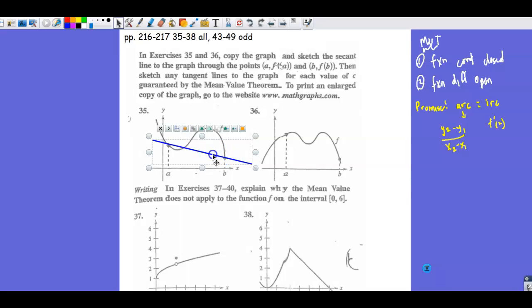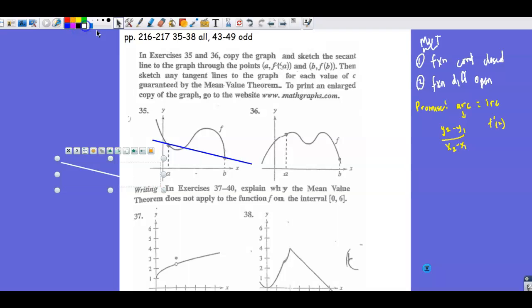I'm going to copy that because I want to make a line that is parallel to that. So copy and paste. All right, let's see if I can grab it. There, I did. And I'm going to change that color to red. So remember, the mean value theorem says somewhere the instant rate is equal to the average rate. Well, let's move that line over here.